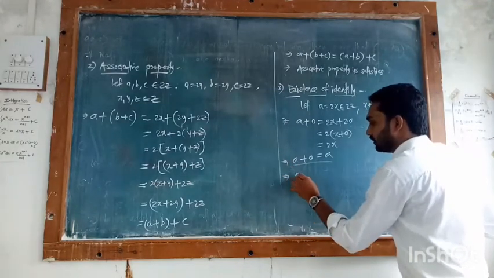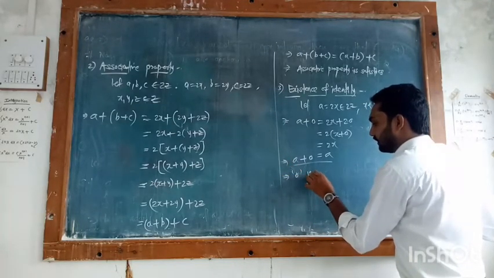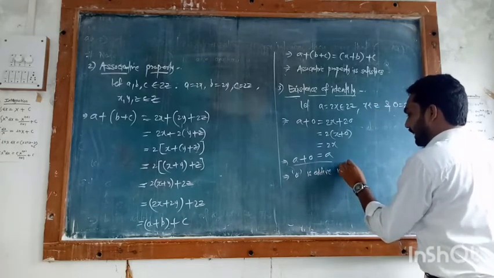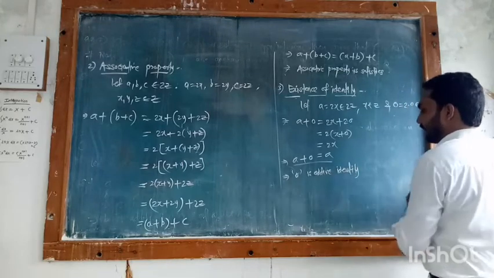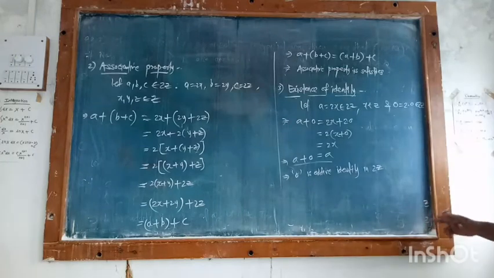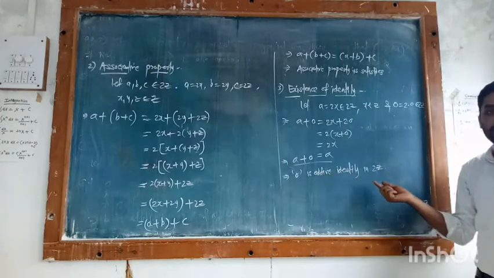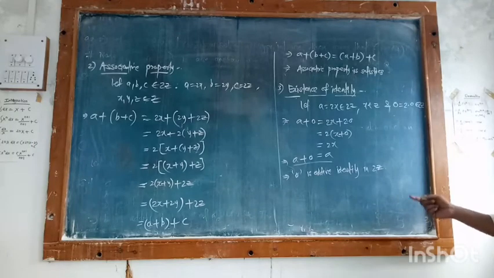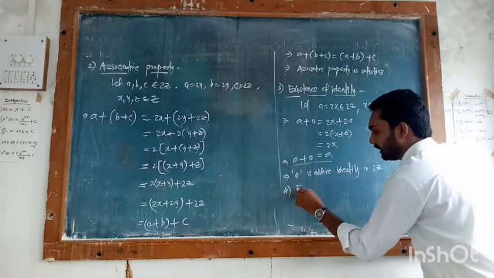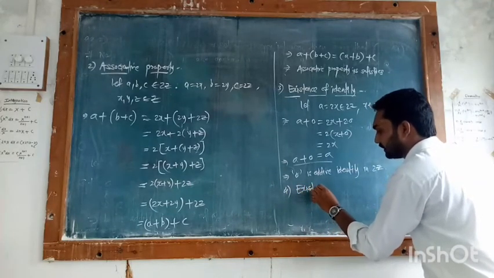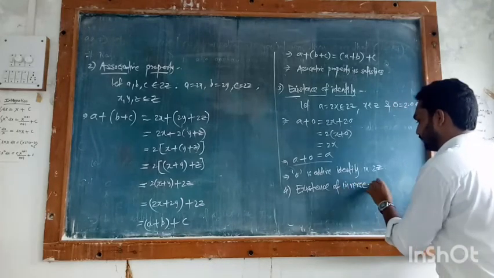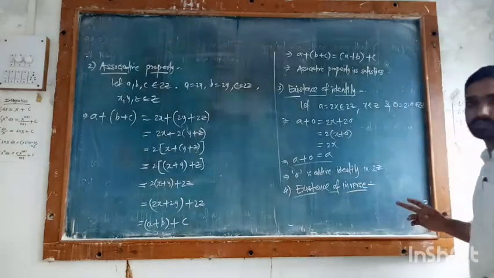So therefore 0 is additive identity in 2Z, that is set of even integers, right? 0 is additive identity in set of even integers. So next, fourth property is existence of inverse. So what is the existence of inverse?